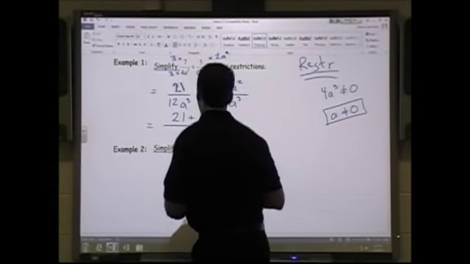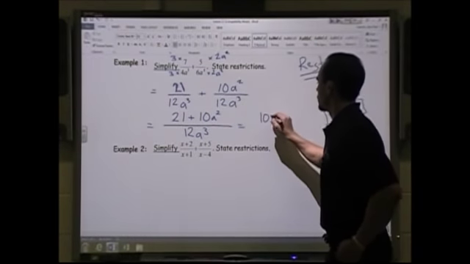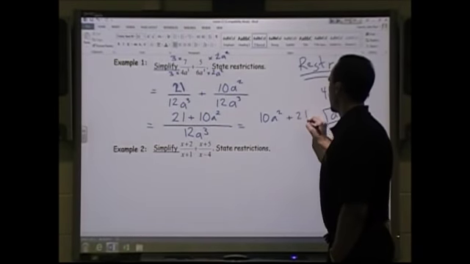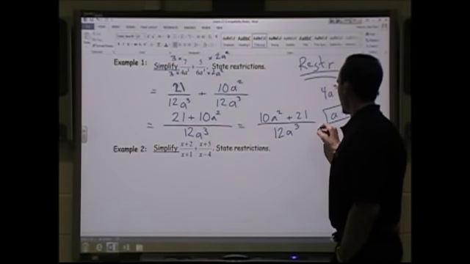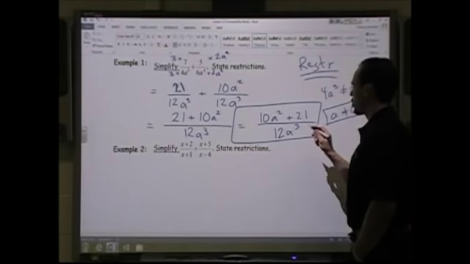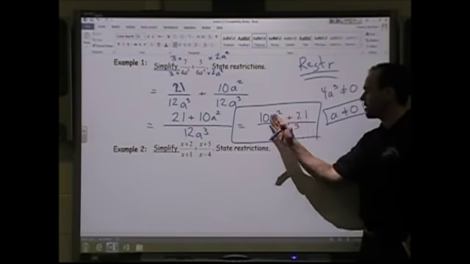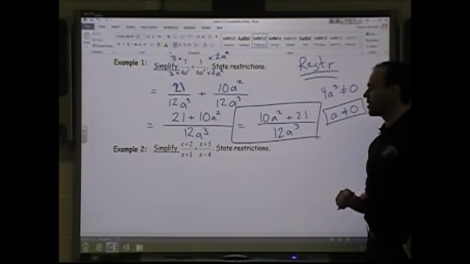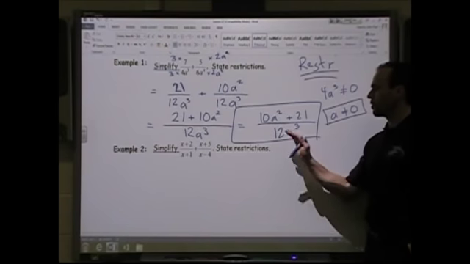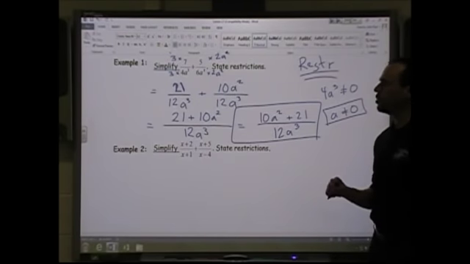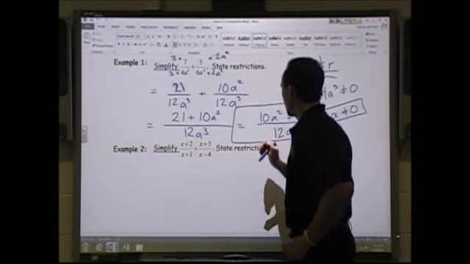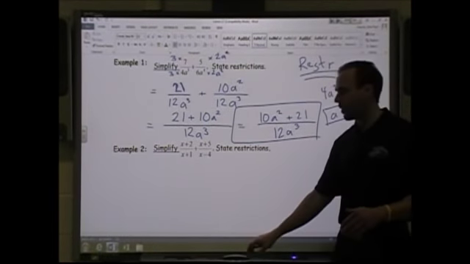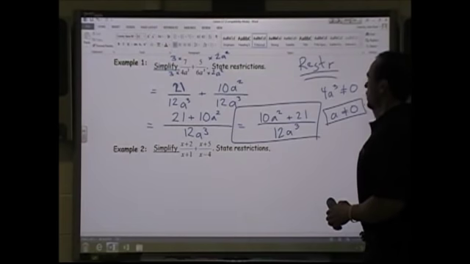And then, obviously, you can write this in the correct order. It's 10a squared plus 21 all over 12a cubed. This is your final answer. Don't go trying to cancel anything out because this is addition at the top and just a single thing on the bottom there. So this is your final answer. As long as you use the lowest common denominator, you will never have to cancel anything out at the very end.